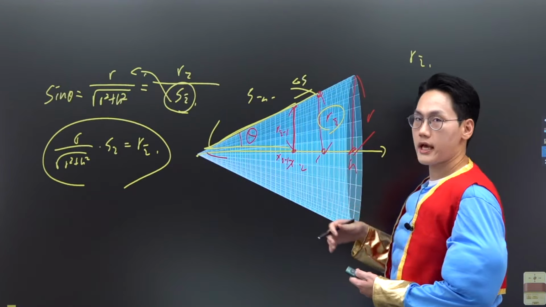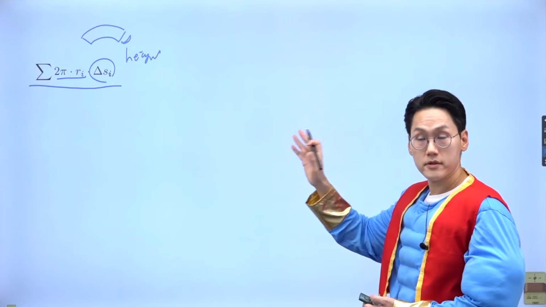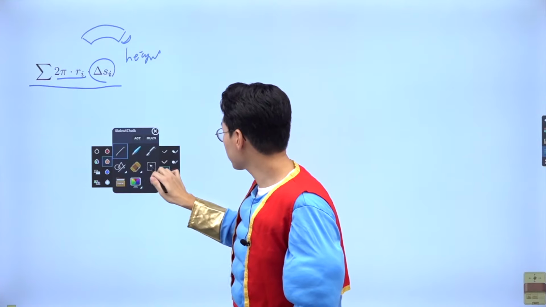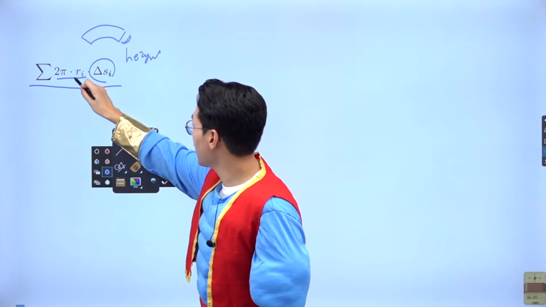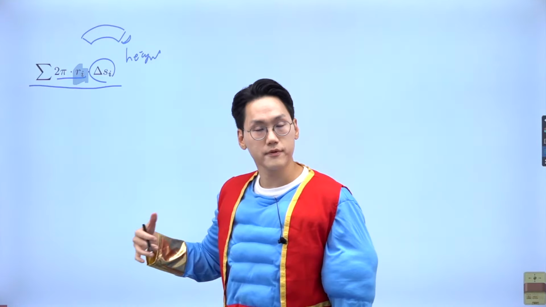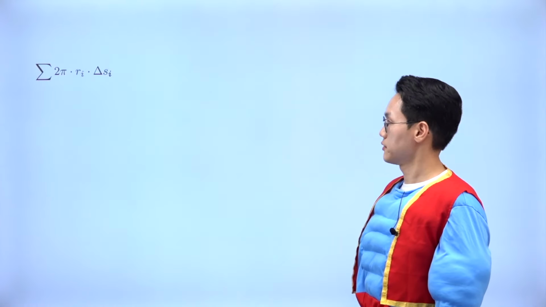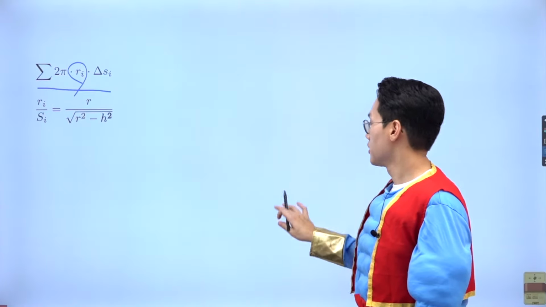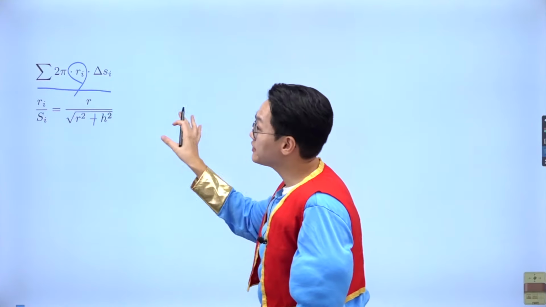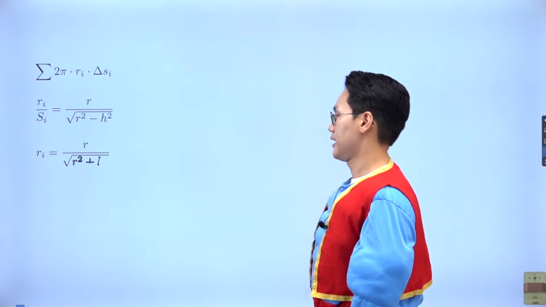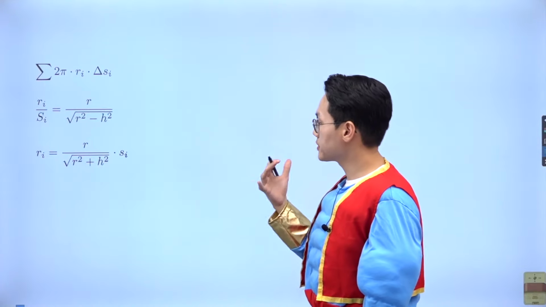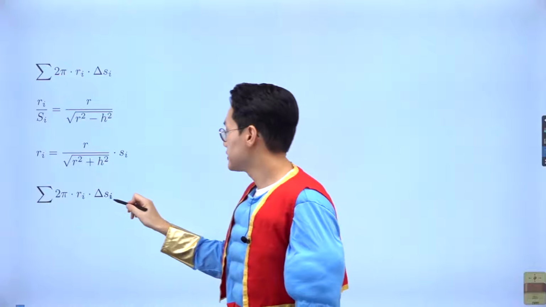Let's see what happens magically using that expression. We come back to the initial Riemann sum expression using delta s. It's beautiful because we used the polar rectangle, but we weren't very happy with this expression of r. I wanted it in terms of s, and we got it from the similarity, using the sine on the right angle triangle. Sorry, there's a typo; it's supposed to be r squared plus h squared. Using that, I can replace r_i with r over the square root of r squared plus h squared times s_i, and put it back into the Riemann sum instead of r.